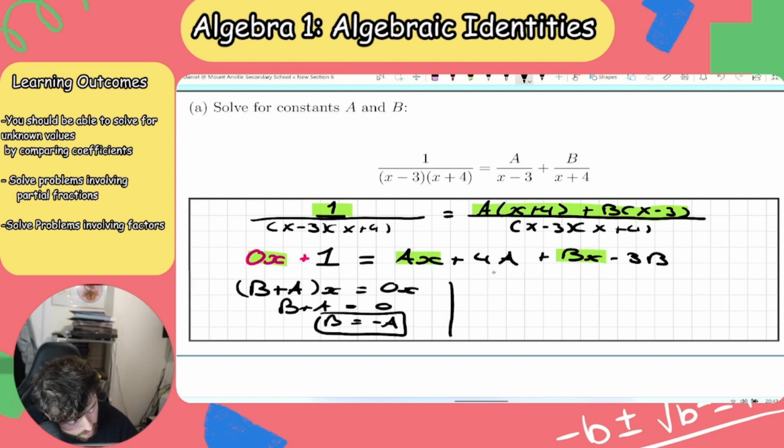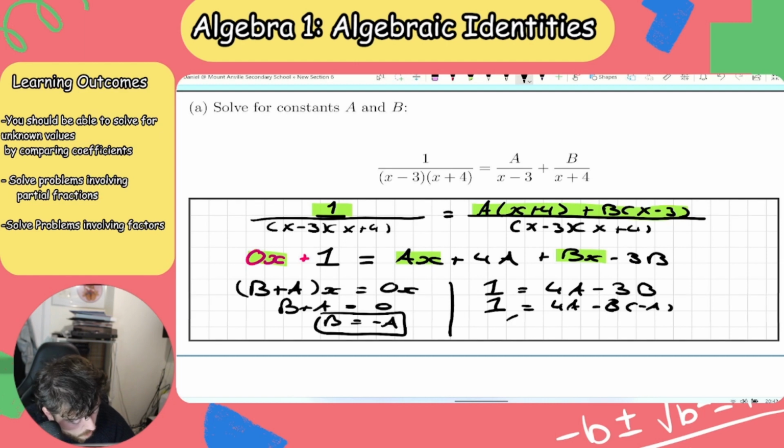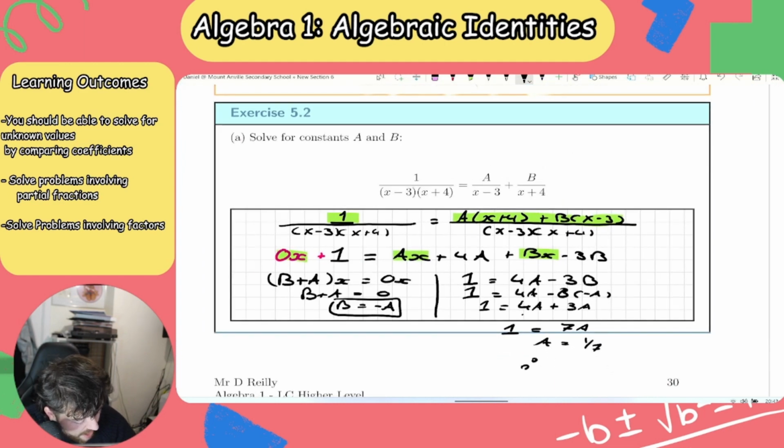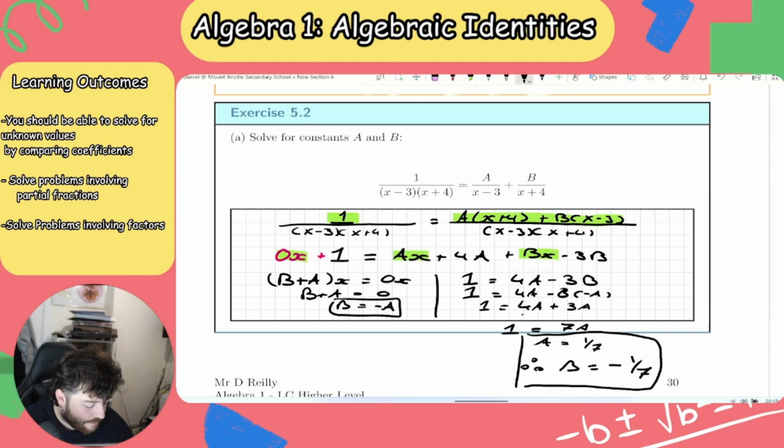Over here, now, I'm going to have 1 is equal to 4a minus 3b. Well, I have b is equal to minus a, so let's just use that. 1 is equal to 4a minus 3 times minus a. 1 is equal to 4a plus 3a. 1 is equal to 7a. A is going to equal 1 over 7. And therefore, if a is equal to 1 over 7, b is equal to minus a. So b is going to equal minus 1 over 7. And they are my final answers there.